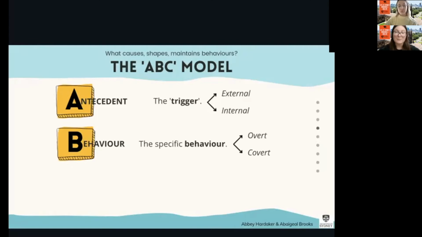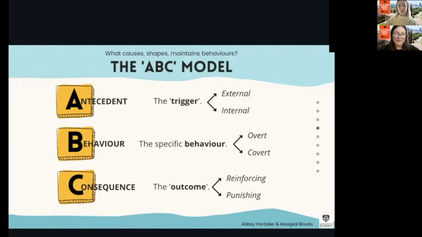This is the specific behaviour that occurs due to the antecedent or trigger. C stands for consequence, the outcome. It's what happens immediately after the behaviour occurs. So this might be reinforcing to encourage more of a behaviour, or punishing to discourage the behaviour.